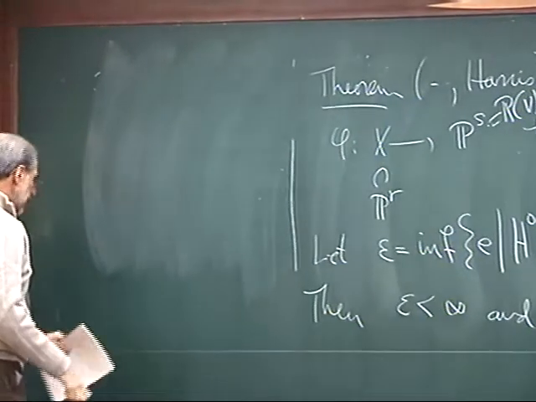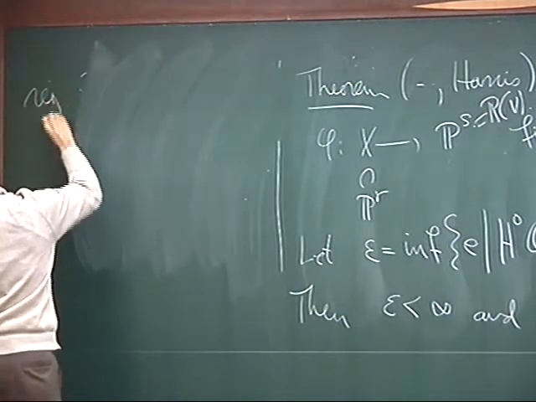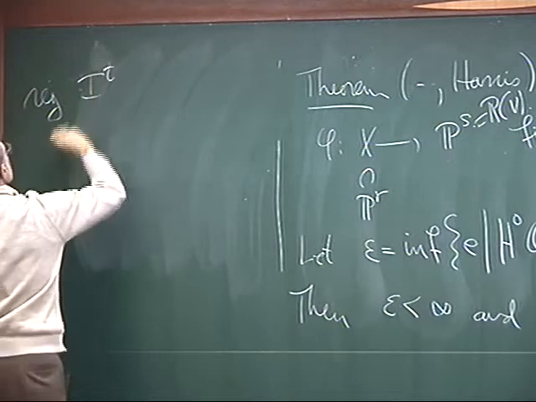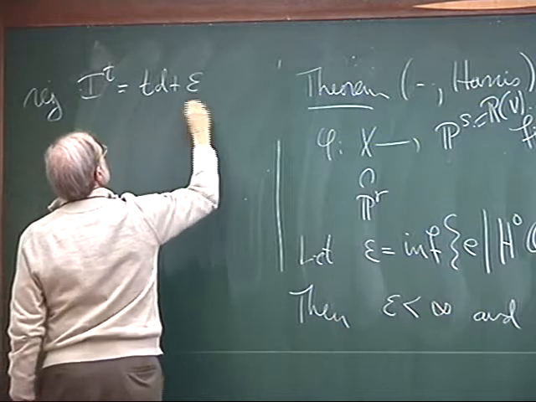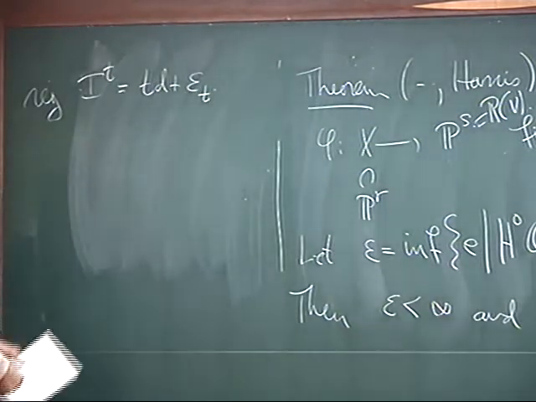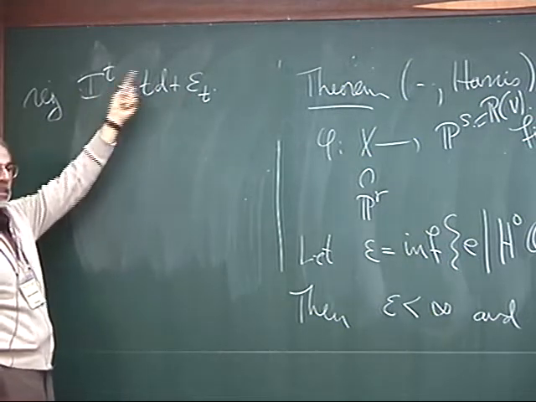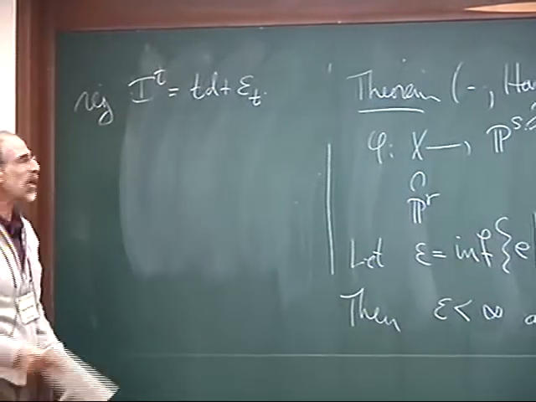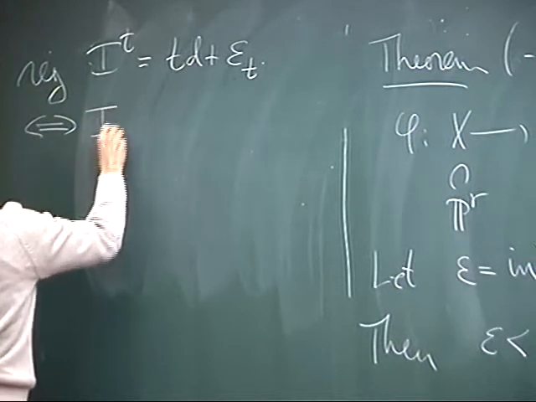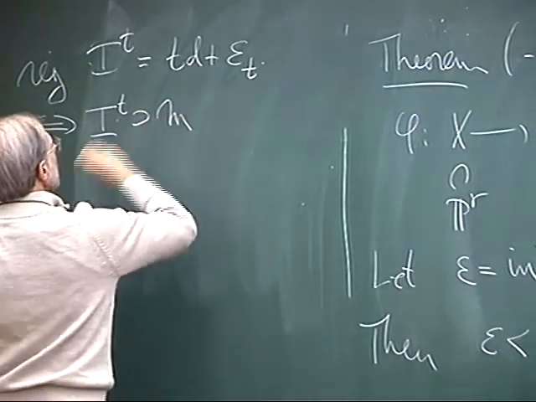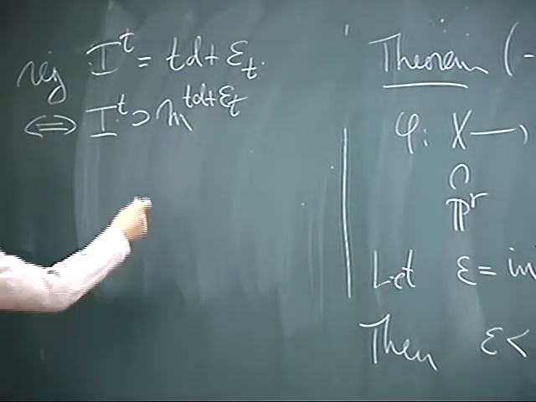We could rewrite this in the form regularity of I to the t is equal to td plus, let's call it epsilon sub t. I can always choose epsilon t to be the difference between the regularity of I to the t and td, so there's always such an expression. And then that's true if and only if I to the t contains the maximal ideal to the td plus epsilon t, and no smaller.